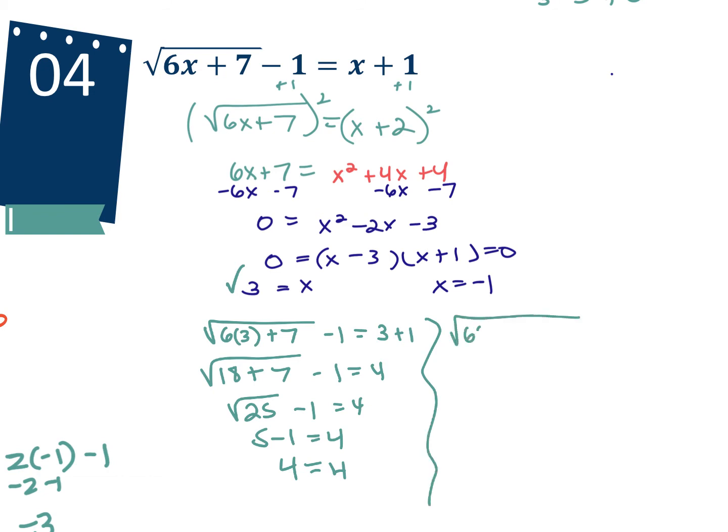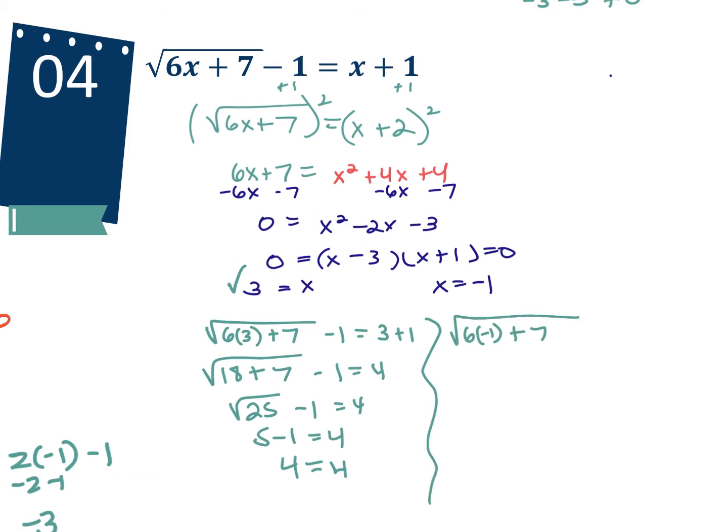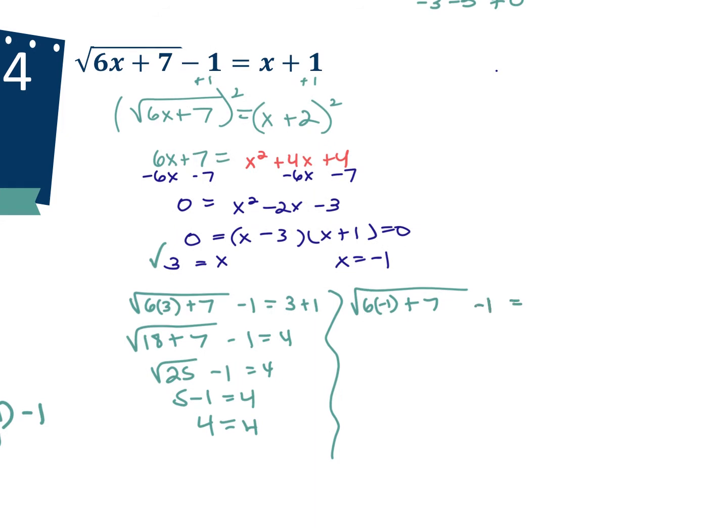Square root of 6 times negative 1 plus 7 minus 1 equals negative 1 plus 1. Square root of negative 6 plus 7 minus 1 equals 0. Square root of 1 minus 1, which is 1 minus 1, and 0 equals 0. So this time we get to keep both.